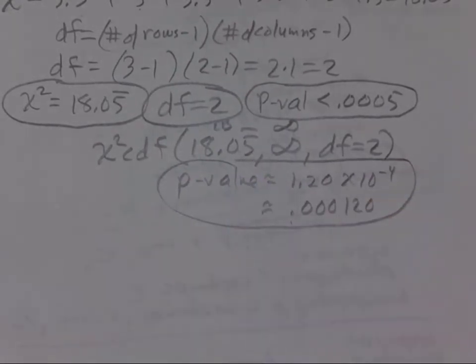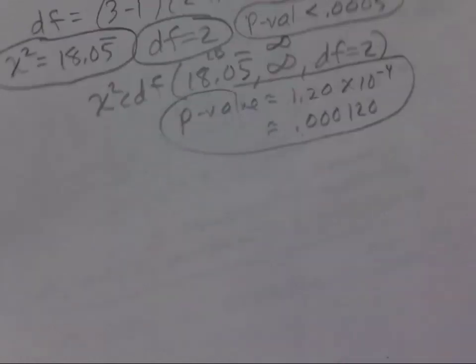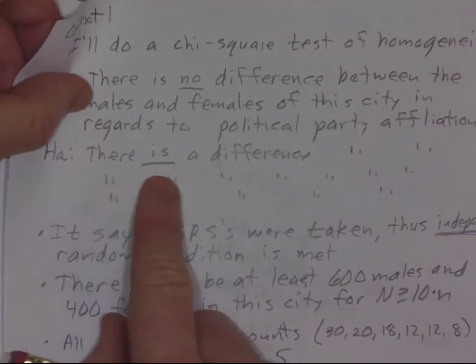Now our p-value statement is the same as it's always been. This p-value is below 0.05, so we reject the null. We have convincing evidence that, and then you restate the alternative, so we have convincing evidence that there is a difference. Okay, so just to finish off our little test here.